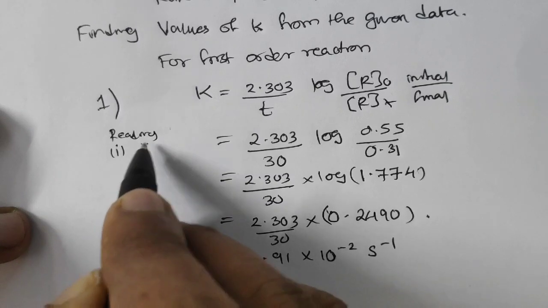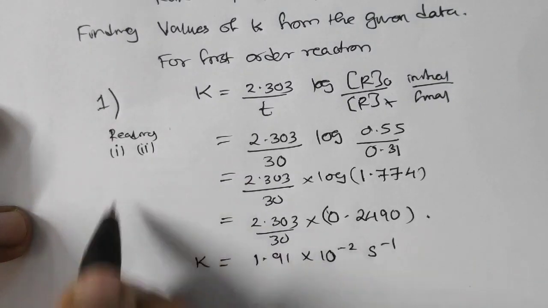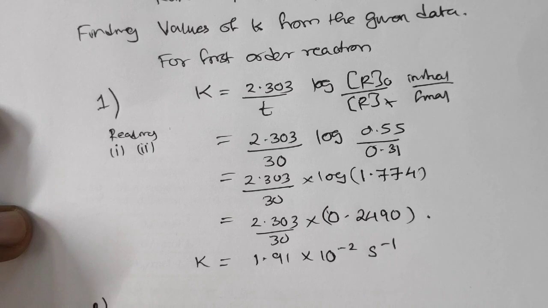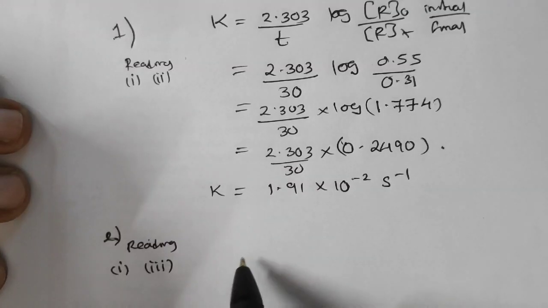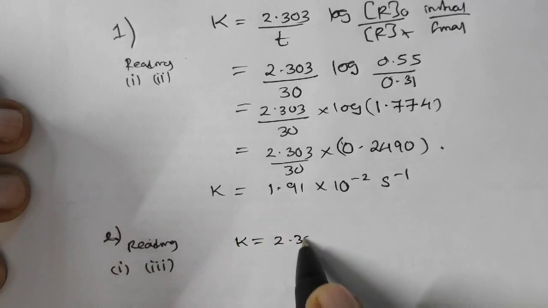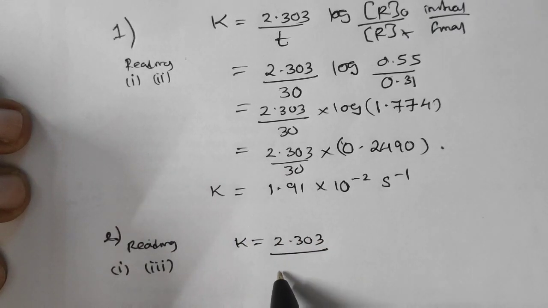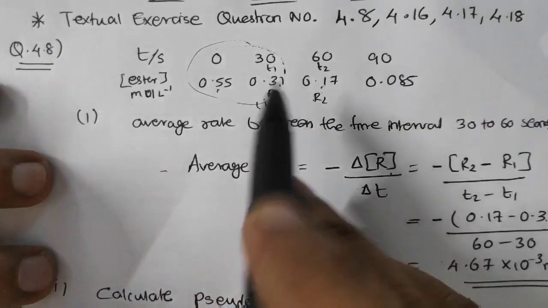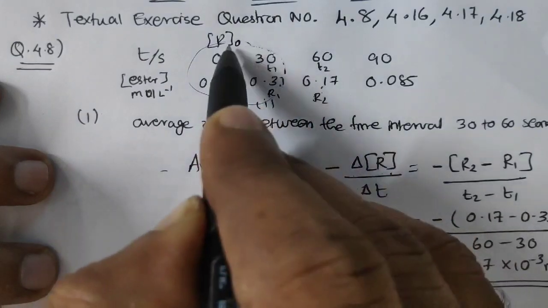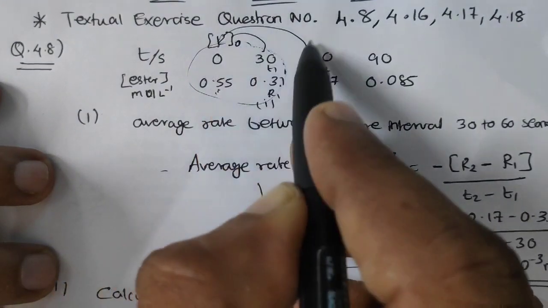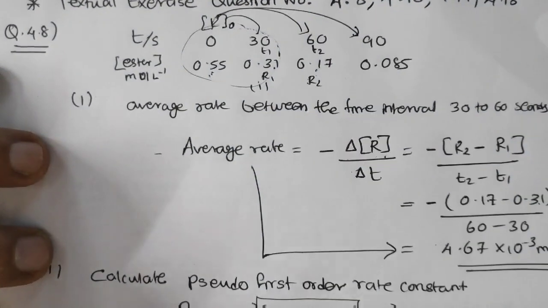Understood? So this is the first one we found by comparing reading 1 and 2. Now in the second one we are going to compare reading 1 and 3. Compare the next reading 1 and 3, K is equal to 2.303 by t. Reading 1 is common, this is the initial, R0, for all. So first we'll compare with this, then with this, and then with this. This last one you have to do by yourself.